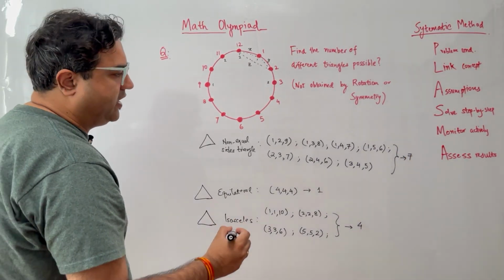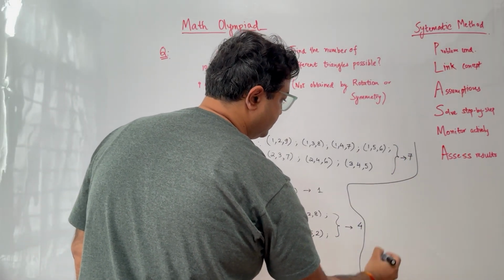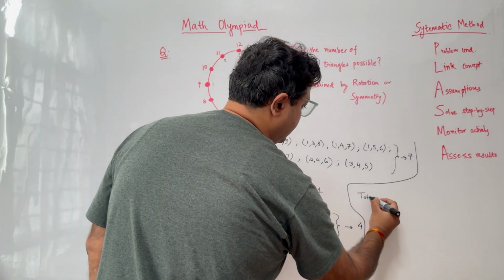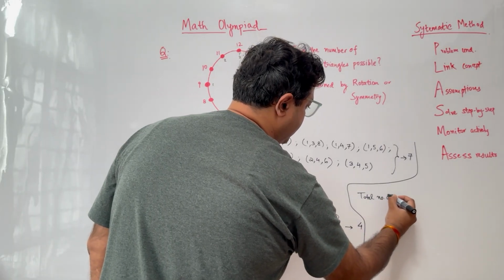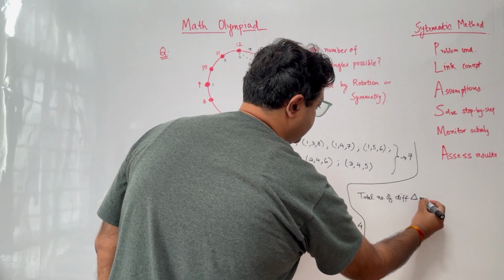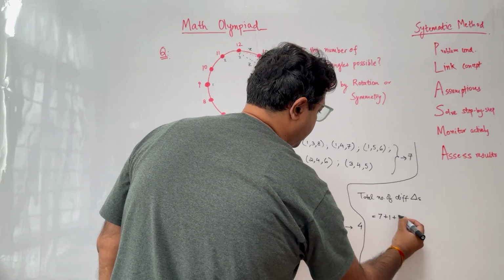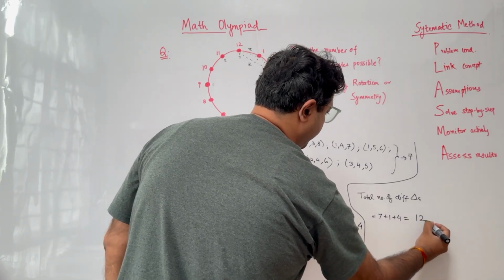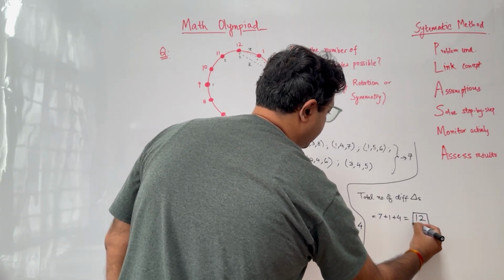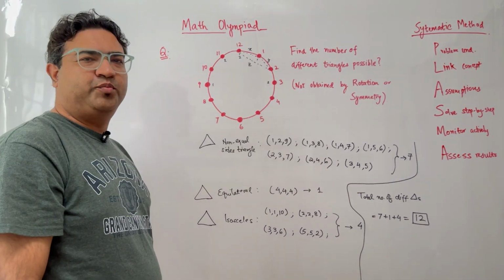So the total number of different triangles is 7 plus 1 plus 4, which is equal to 12. And that's our answer. Hope you liked this video.